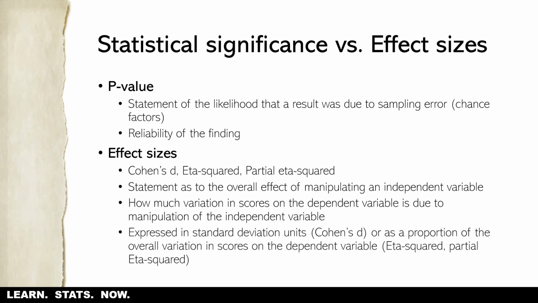And oftentimes that is expressed in terms of mean differences in standard deviation units, which is the case with Cohen's d, or as a proportion of the overall variation in scores on the dependent variable that could be accounted for by the independent variable. And that's eta squared, partial eta squared, and so forth, but that'll be coming in future videos.